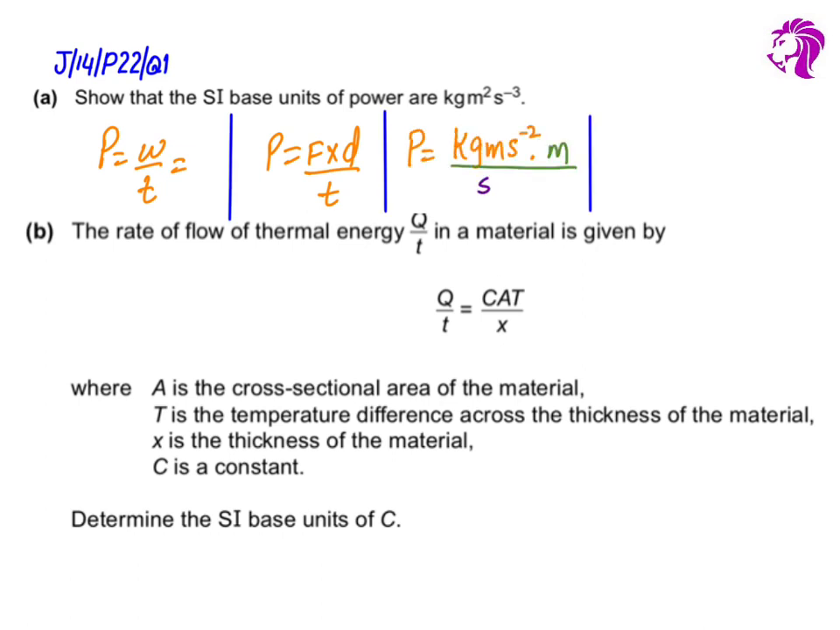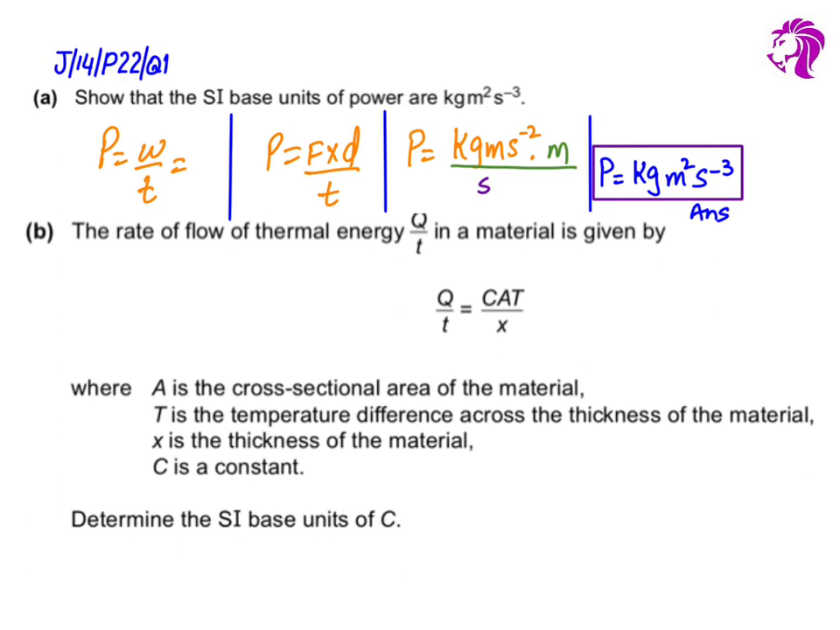Kg m s minus 2. Unit of distance is what? Meters. Unit of time is what? Seconds. So m and m becomes squared, s goes up there, s minus 2, s minus 1, it becomes s minus 3. So finally my equation for power is kg m2 s minus 3, which is proved, right?